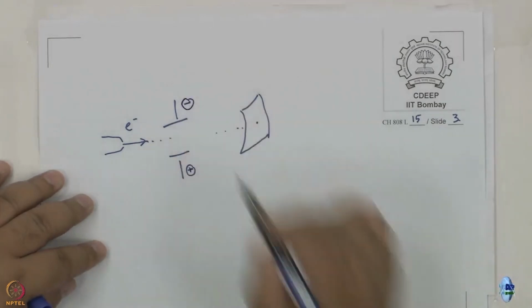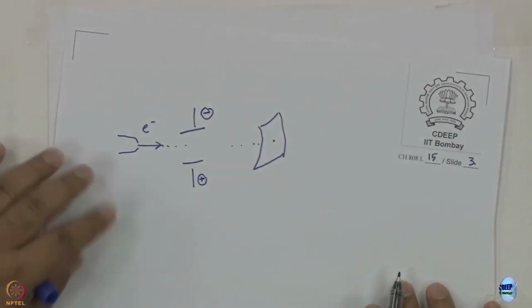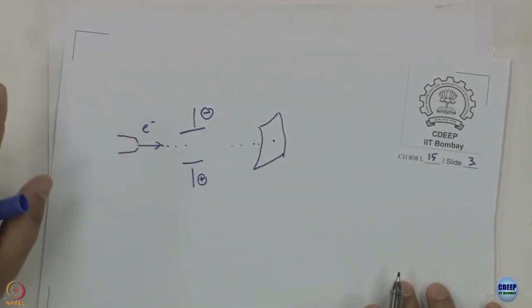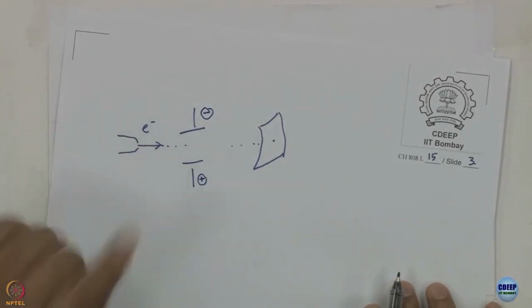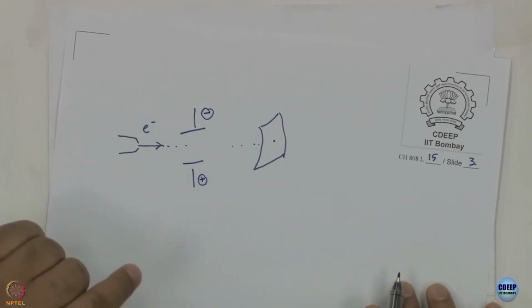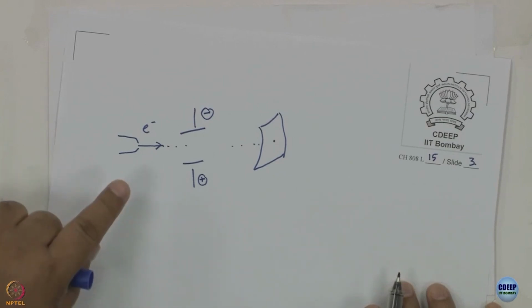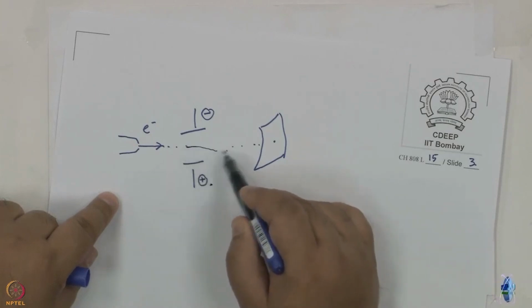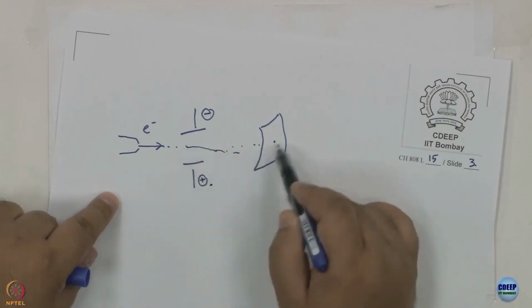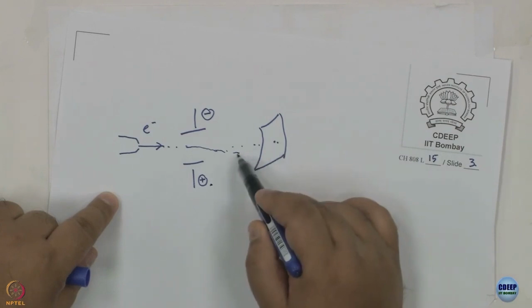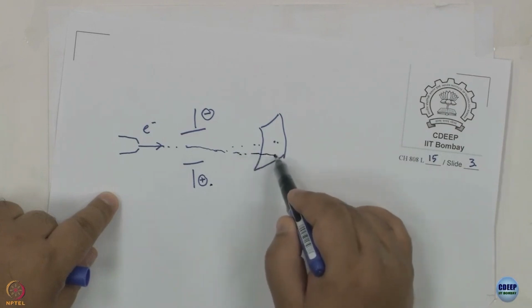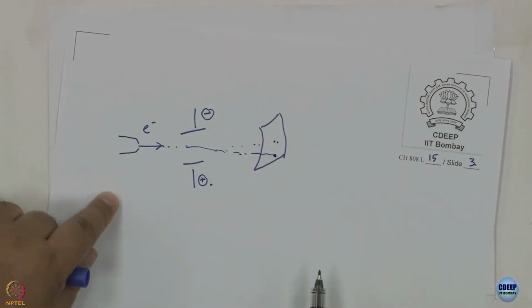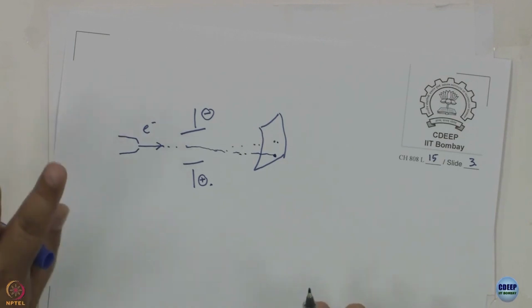The top plate is negatively charged, connected to the negative end of the power supply, and the bottom plate is connected to the positive end. What will happen if I apply a voltage here? This is minus, this is plus. So, there should be a deviation this way, right. Now, instead of hitting the screen at the center, you would see a spot somewhere below, if I applied a constant voltage.